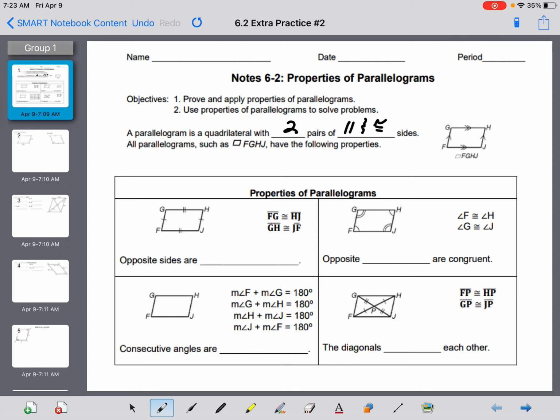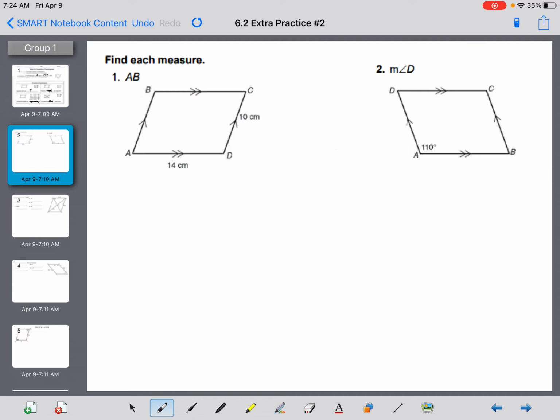Okay, the properties of the parallelograms. This is what we've been doing the last few days. Opposite sides are congruent. Opposite angles are also congruent. Consecutive angles add up to 180. That term is supplementary. And the diagonals bisect each other, or cut them in half.